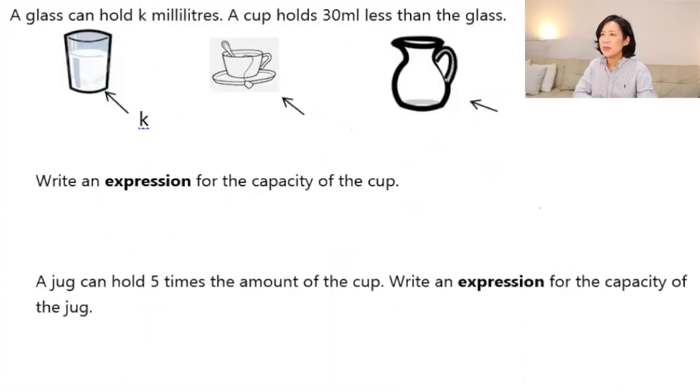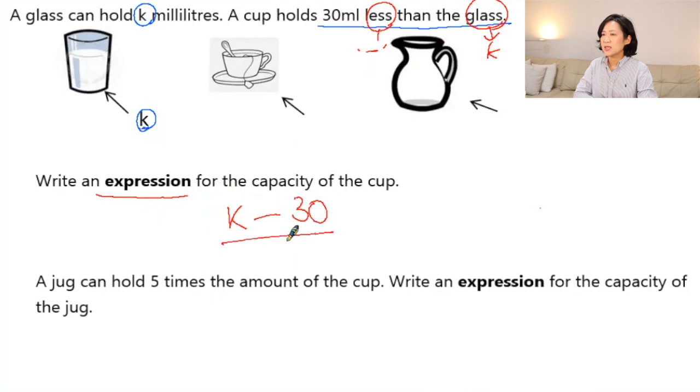Let's try another one. A glass can hold K milliliters. That's our variable. Then the cup can hold, that's our keyword, 30 milliliters less than, which is a minus, right? The capacity of a glass is K. So let's write down the expression. It begins with K, take away 30, is the expression for the cup.